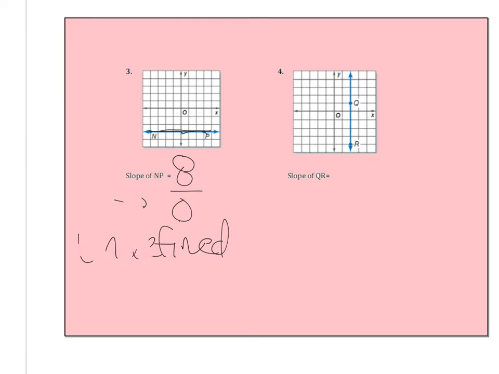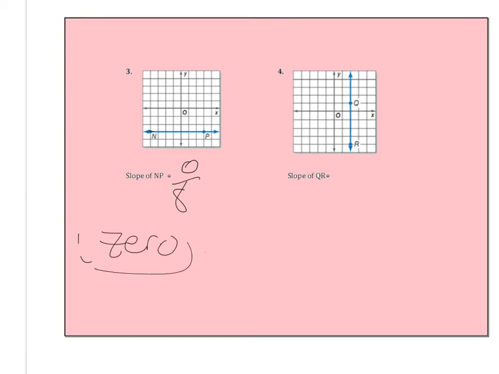Whoa, back up. Hold on, I've got to slow down. So rise is going to be 0 over 8. So that slope is just going to be 0. Boom, 0. No rise, all run, that's going to be 0. 0 divided by anything is 0.